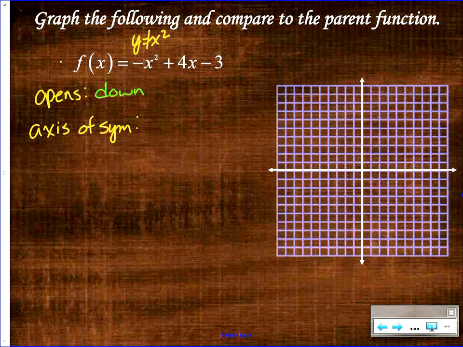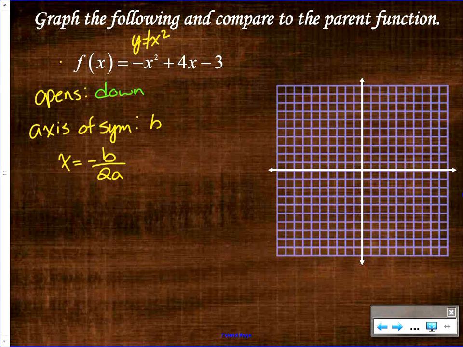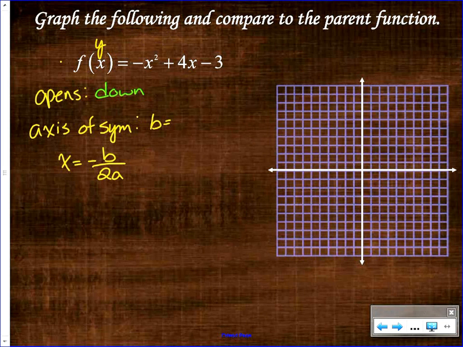So where's my axis of symmetry at? What do I need to know to find my axis of symmetry? Negative b over 2a, right? So I need to know what b is. What is b? We're in the form y equals ax squared plus bx plus c. So b is 4. A is -1. Good.